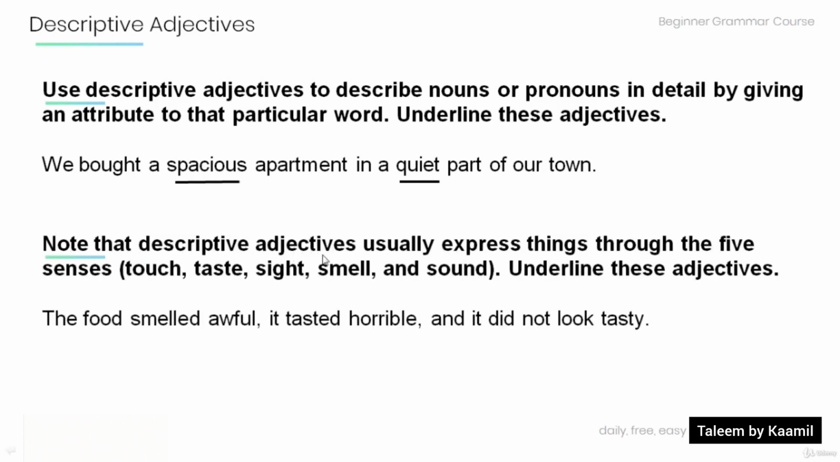Note that descriptive adjectives usually express things through the five senses: touch, taste, sight, smell, and sound. Read the following sentence and underline these adjectives. The food smelled awful. It tasted horrible, and it did not look tasty. Awful, horrible, tasty.